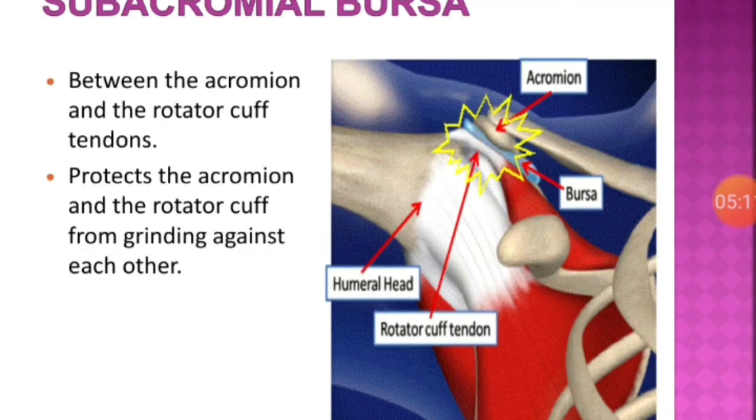Now, something about the subacromial bursa, which we have already seen in the last slide. It is between the acromion and the rotator cuff tendon. The main function of the subacromial bursa is to protect the acromion and the rotator cuff from grinding against each other.